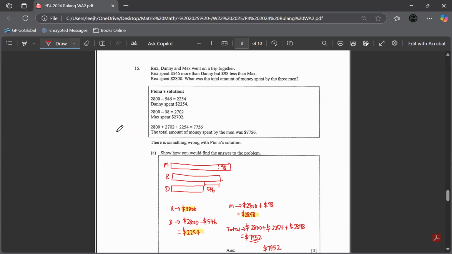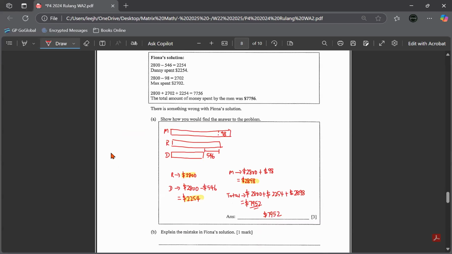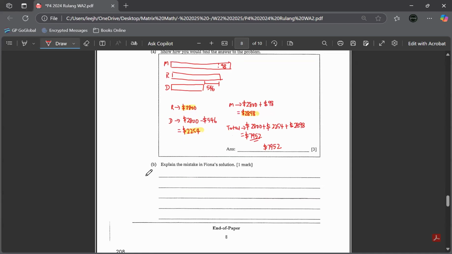So if you look at your solution and the solution on top, you can see that the first step is correct. Yes, Danny spent 2254. But can you see this one is the one that's error? Because you cannot minus for Max. You have to add, like what I said here. Okay, so this is not the correct one. So if this is wrong, that means the total is wrong as well. Okay, so explain the mistake in the solution. Okay, you can use your own words to explain.